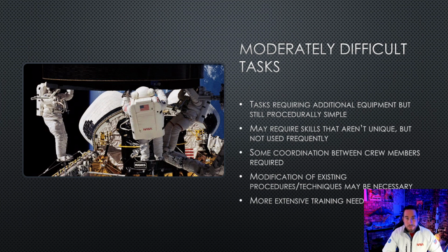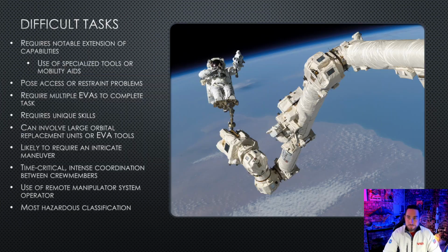Moderately difficult tasks, on the other hand, require additional equipment, but they're still generally procedurally simple. It may take a skill set that's not used frequently. It's not unique, but it's not used frequently, so it's something you may be a little bit out of practice in. It's just a little bit more difficult than the basic task, is the easy way to say it. It does require some cooperation and communication between crew members. You may have to improvise and modify existing procedures to get it done. And importantly, more extensive training is needed to complete these tasks versus the basic tasks.